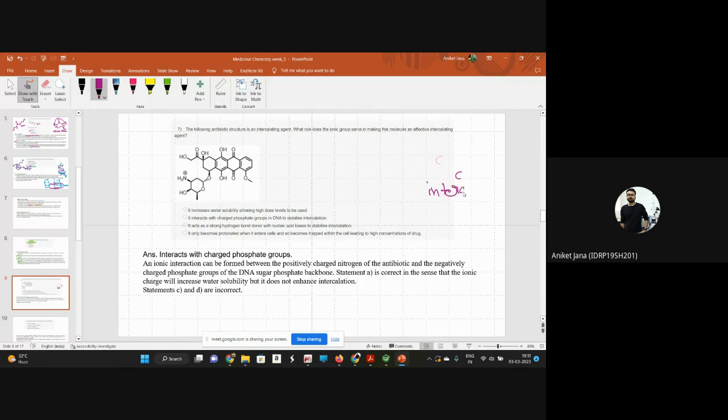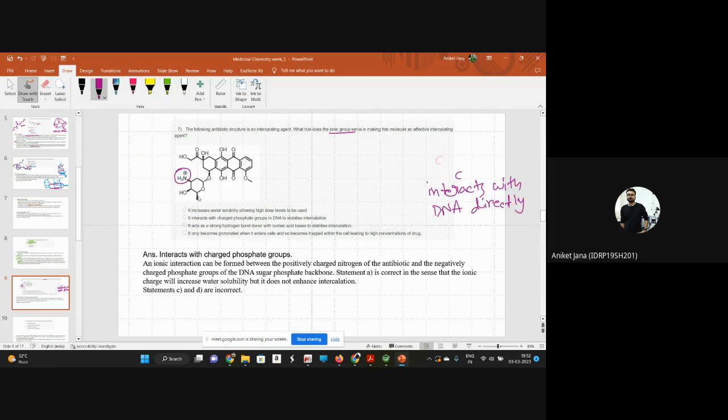Interacts with DNA directly. It may be through the nitrogen base pairs, or maybe through some other groups. So what we are supposed to answer here is how this amine polar group, this ionic group, serves in making this molecule an effective intercalating agent.